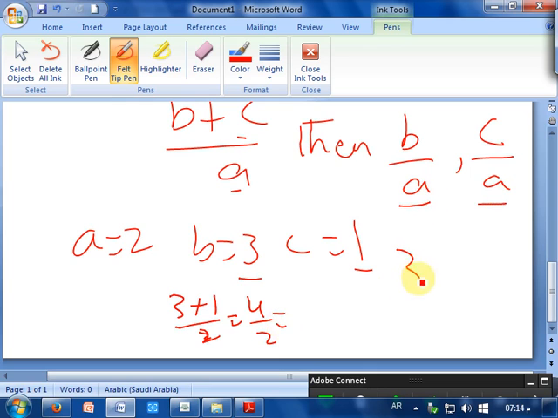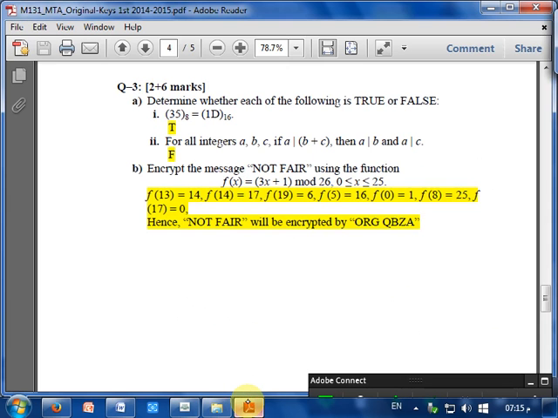Now let us check the same values for these two. What is B? 3. What is A? 2. 3 by 2, will it divide? It will not divide. C is 1. 1 by 2, will it divide? It will not divide. So they are not the same. So it is false. You have to decide whether it is true or false, so you check it.